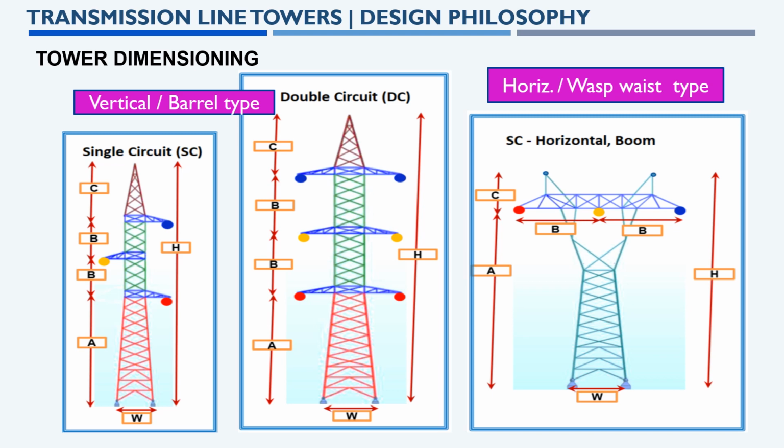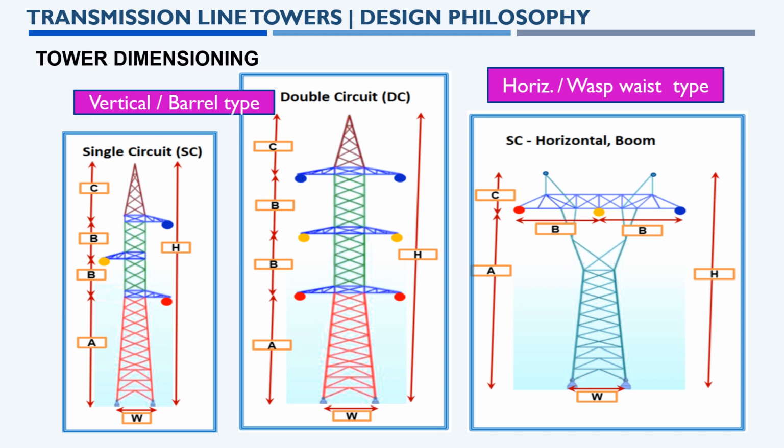Here W, from the bottom, is the base width of the tower. A represents the body height. B is the gauge height, or we can call it the center to center distance of the face of the conductors. C is the peak height, that is the conductor to ground wire distance. And H is the total height.